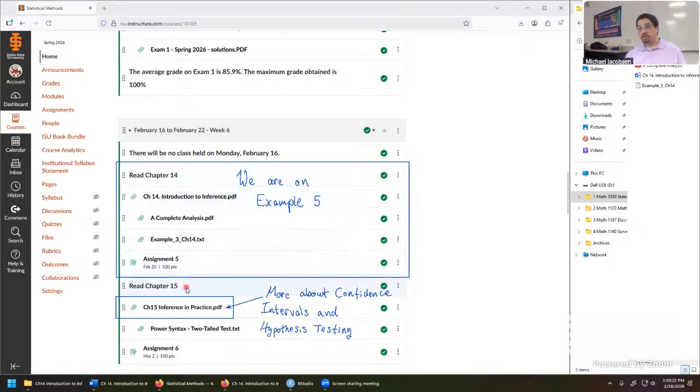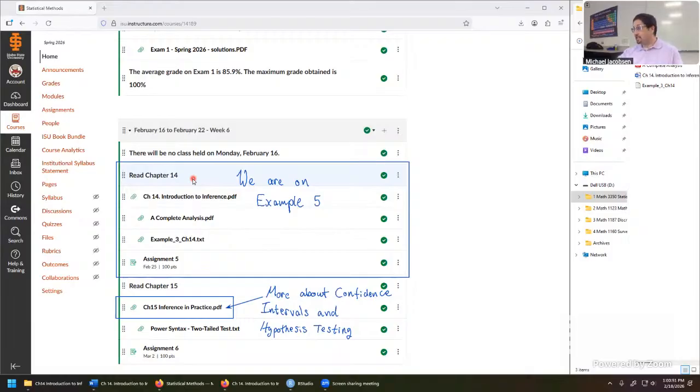And then we'll be moving into chapter 15, just more topics on both the confidence intervals that we worked on in chapter 14 and also the hypothesis test that we're about to start in chapter 14. But before we jump in, looking into hypothesis testing again, any questions or comments at the moment? Okay, well, let's begin, folks.